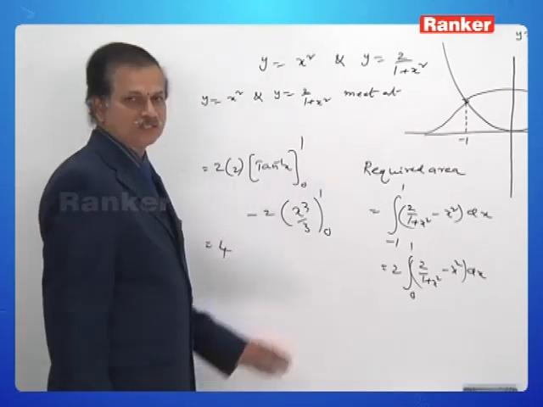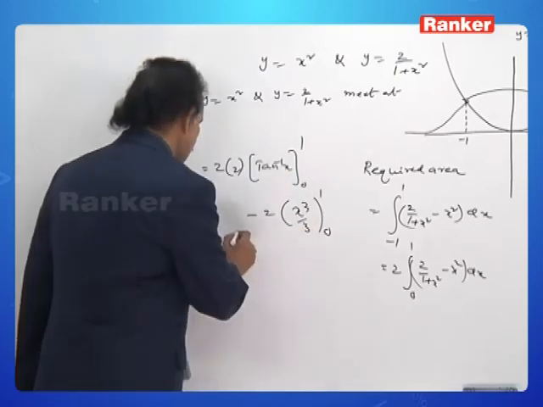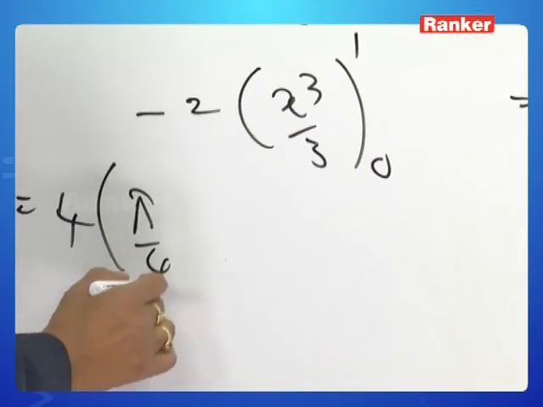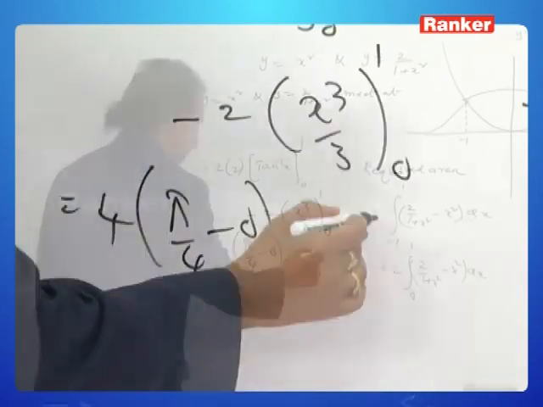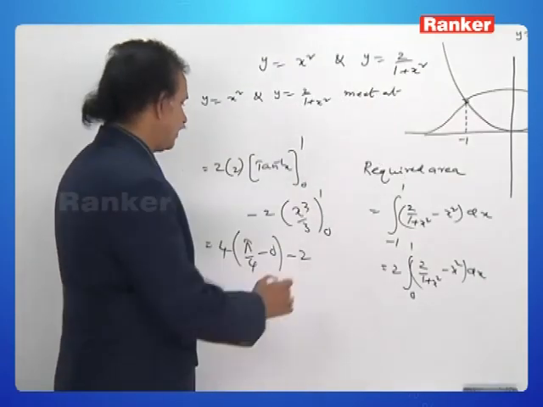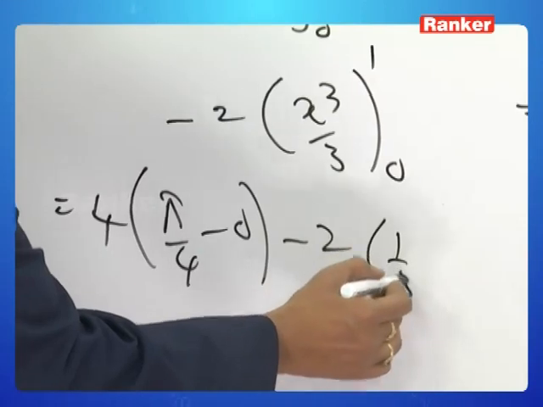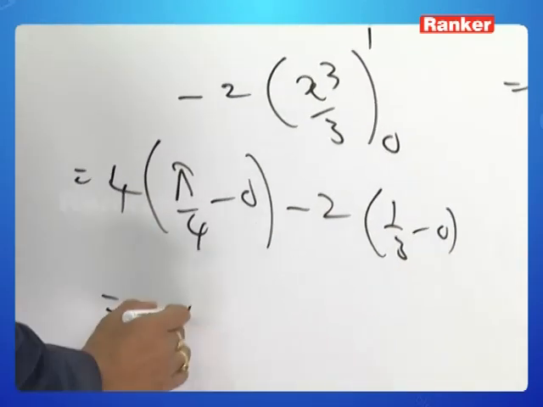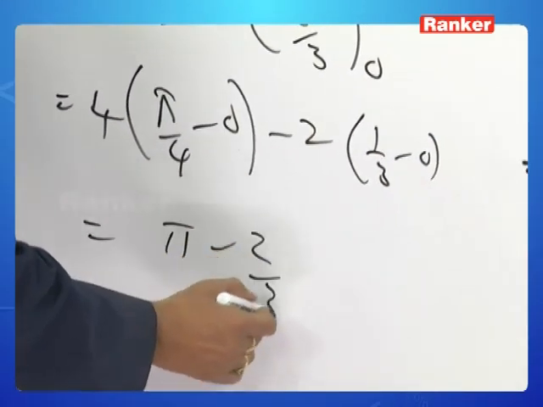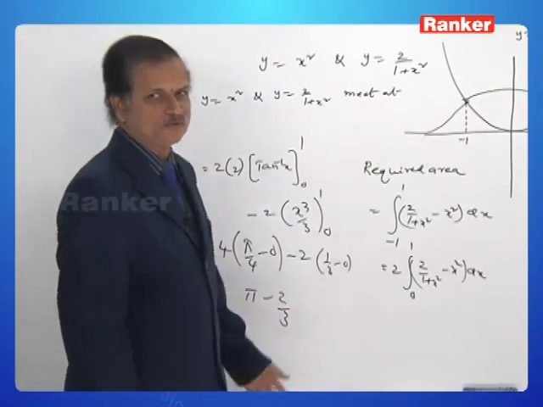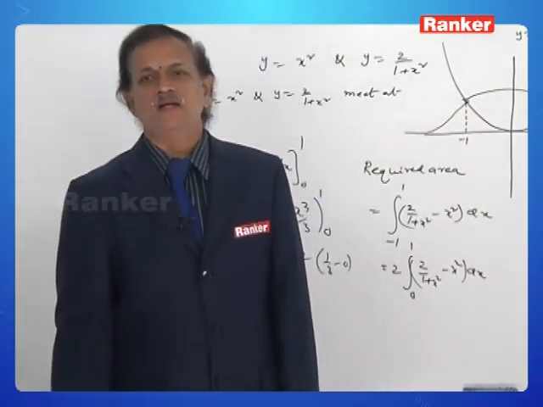What is tan inverse x between 0 and 1? Tan inverse 1 is pi by 4. Tan inverse 0 is 0. Minus 2 into, if you put 1 here, it becomes 1 cube by 3 or 1 by 3. Hence it is pi minus 2 by 3 is the right answer. So many square units.